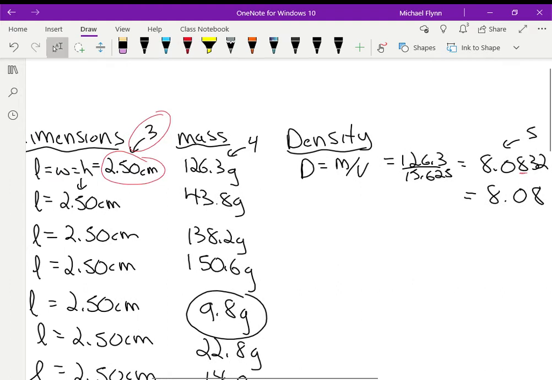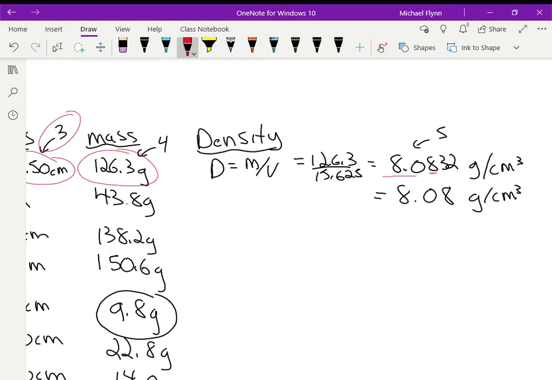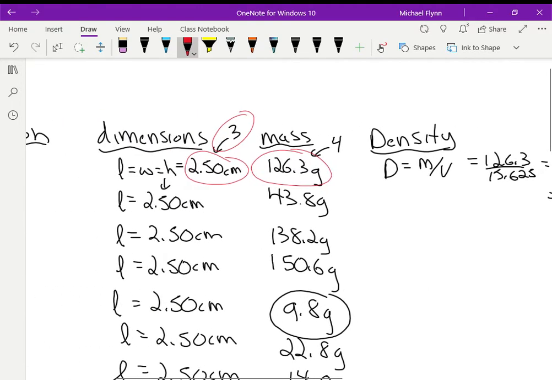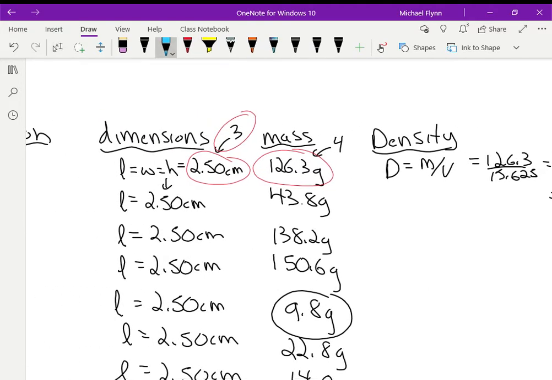Then we measured the mass. The mass was 126.3 grams, pardon me, for the iron block. When you divide those 2 numbers, you get 8.0832. I was telling the students in class, you cannot keep all 5 of those digits. If you look at your measurements, the ruler that we used to measure the dimension of the block reads up to the millimeter mark, or fractions of a millimeter, I should say. So we have 3 digits of precision in that number.